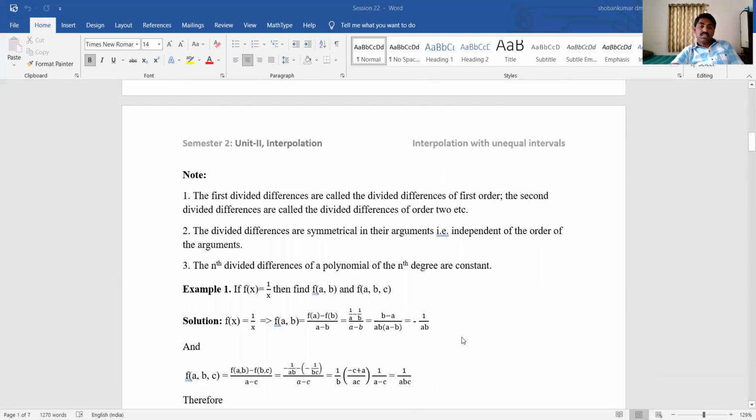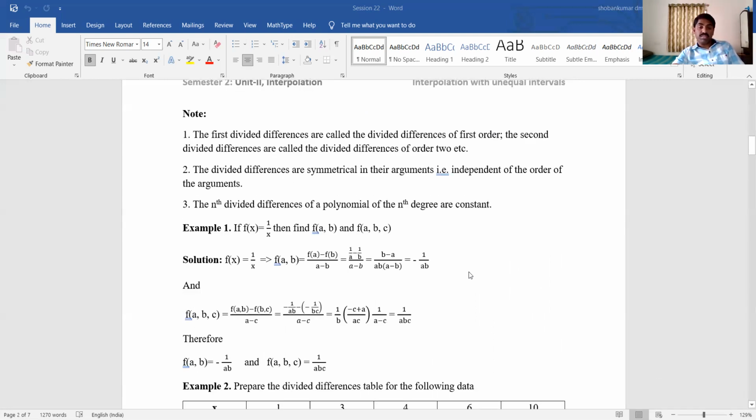We note that the first divided differences are called the divided differences of first order. The second divided differences are called the divided differences of order 2 and so on. The divided differences are symmetrical in their arguments, that is, independent of the order of the arguments. The nth divided differences of a polynomial of nth degree are constant. Now we take some few examples.